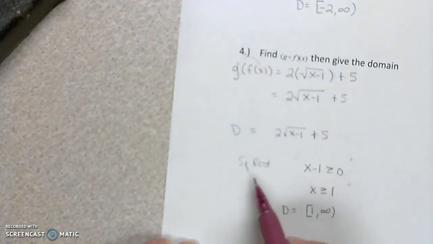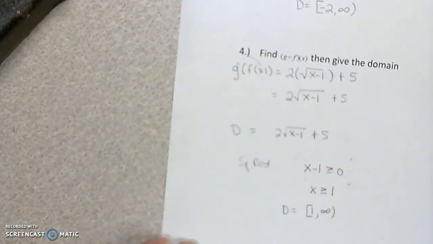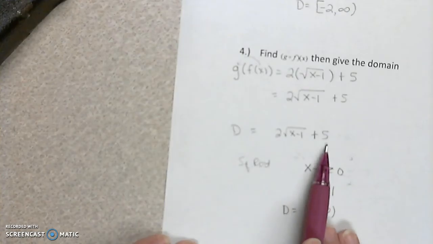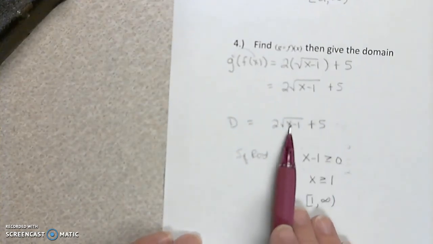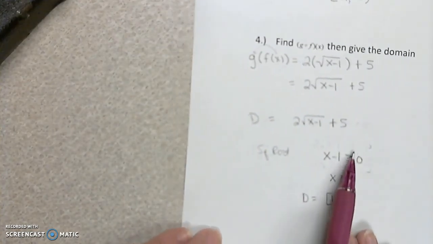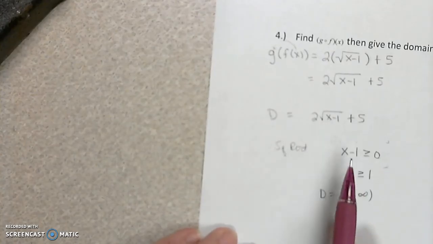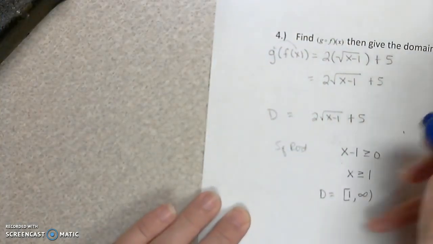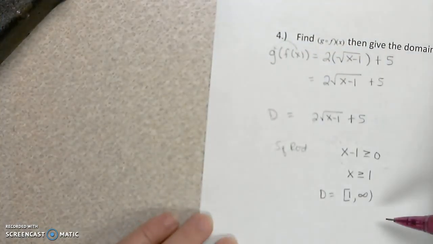So once I get to here, there's really no need to do anything to it to find the domain. I simply say this is a square root function. Whatever's under the radical sign has to be greater than or equal to 0. I take it out, set it greater than or equal to 0, and solve for x. So the stuff I did previously, just ignore that, erase that off your paper, and go with this.